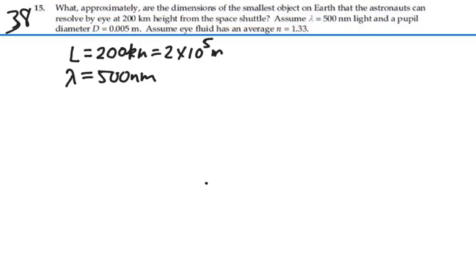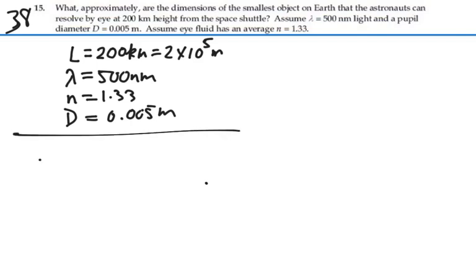So, what do we know here? We're at a height of 200 kilometers, so that would be 2 times 10 to the 5 meters. And we're trying to distinguish a wavelength of 500 nanometers. Of course, we're going to have to worry about it being in the eye fluid, index of refraction 1.33. And we have a diameter of our pupil aperture of 0.005 meters.